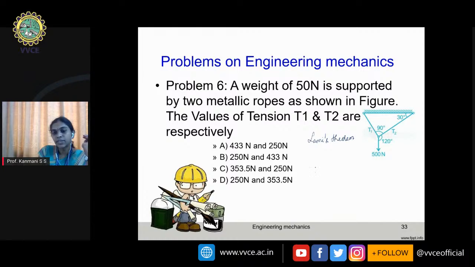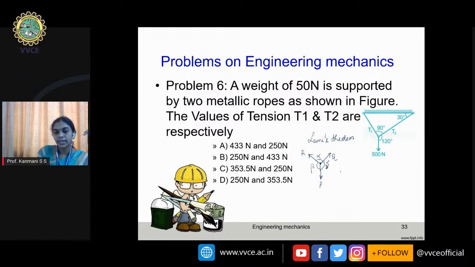Lami's theorem states that when three forces are acting simultaneously on a body such that all three forces are concurrent, coplanar, and emerging out of the body. Remember, we have to write the free body diagram to apply Lami's theorem in such a way that the forces emerge out of the body. Each force, I will call P, Q, and R. Opposite to P, I'll write alpha. Opposite to Q, I will write beta. Opposite to R, I will write gamma.